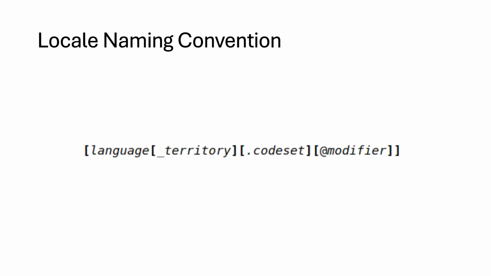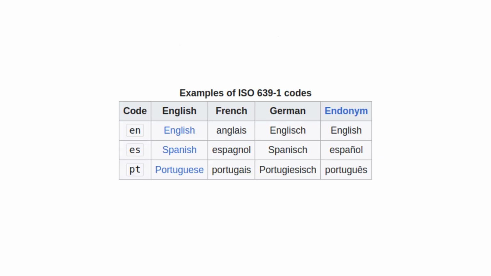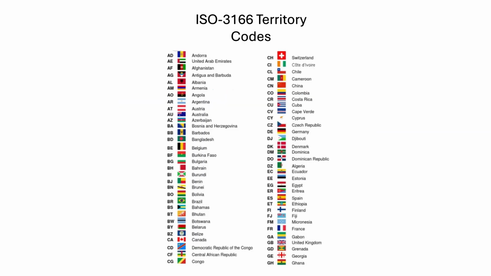The typical naming conventions for locales are name, territory, modifier, and encoding scheme. We have already discussed in part 1 why we require both language and region identifiers. These identifiers are two-letter ISO 639-1 language codes and ISO 3166 territory codes.